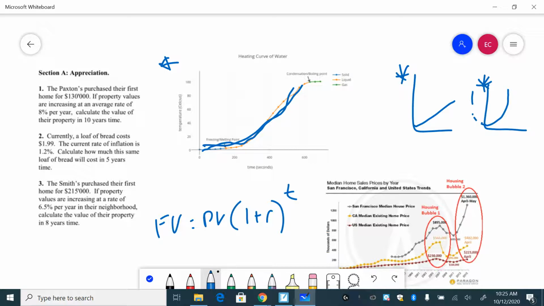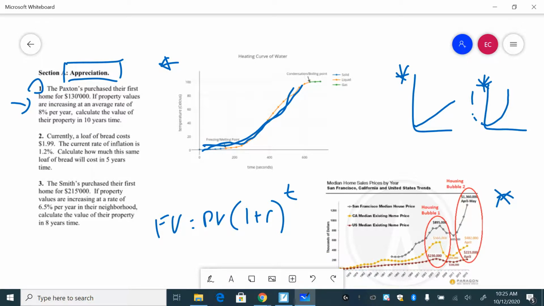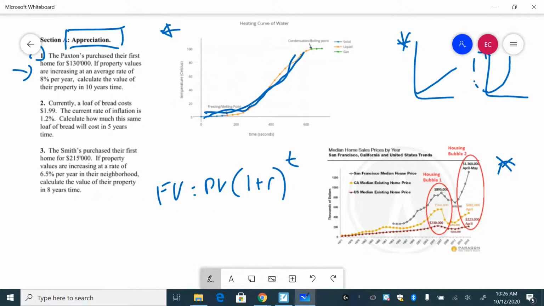So here's an example on this graph right here, which is what example number 1 is talking about. So it's talking about how home prices go up in value. So that's appreciation. Appreciation is something going up in value. So we've got a house that's $130,000 and it goes up in value 8% every year. So that's your little r. And we want to know what the property will cost, be valued in 10 years.